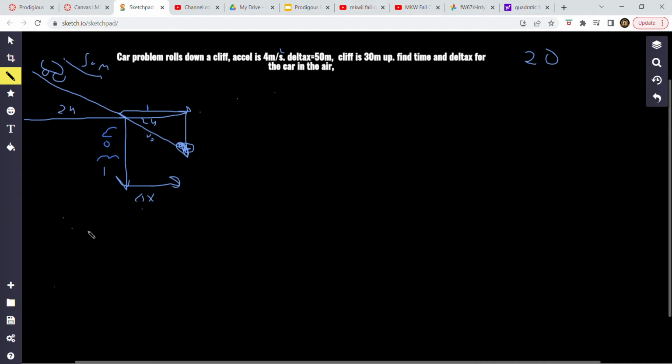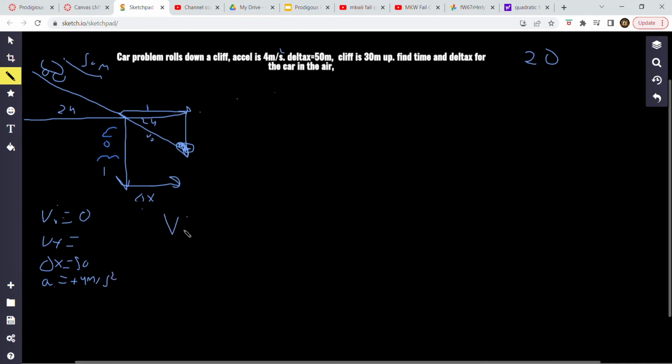So what we're going to do is set up a quick little table. And we know the VI is 0. VF is what we're looking for because VF is going to give us this. We know delta x is equal to 50, and the acceleration is equal to plus 4 meters per second squared.